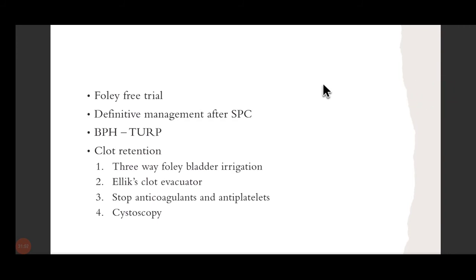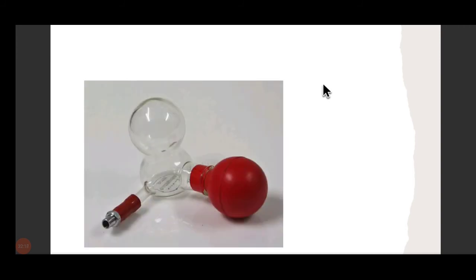If you establish the diagnosis of BPH, then TURP is indicated, which is transurethral resection of the prostate. And you also have an entity called clot retention, which we often see in clinical practice. The treatment is you insert a three-way Foley and carry out bladder irrigation. There is an instrument called Elix clot evacuator. So once you take the patient inside on an operating table, the procedure can be done under local anesthesia.